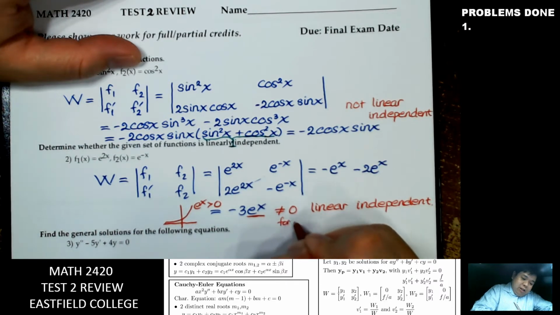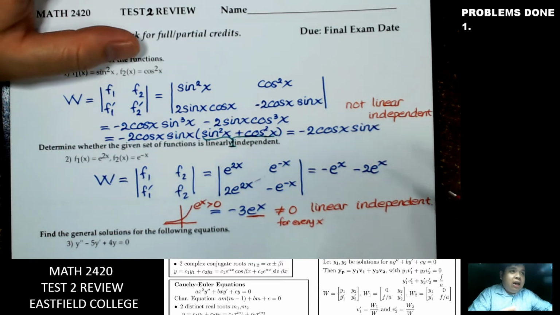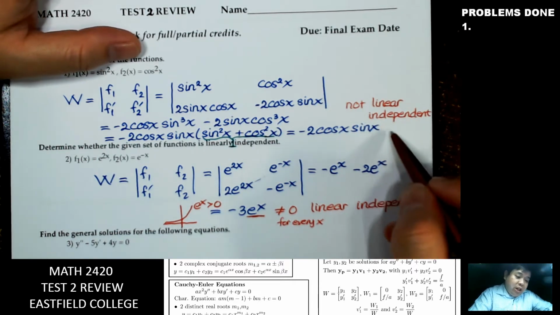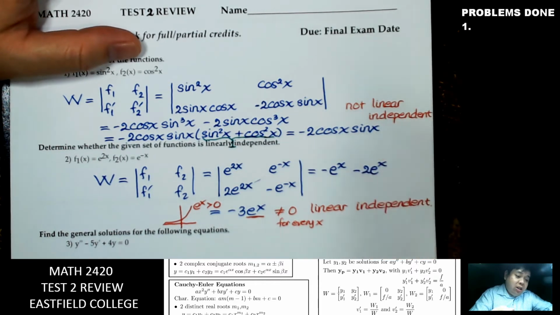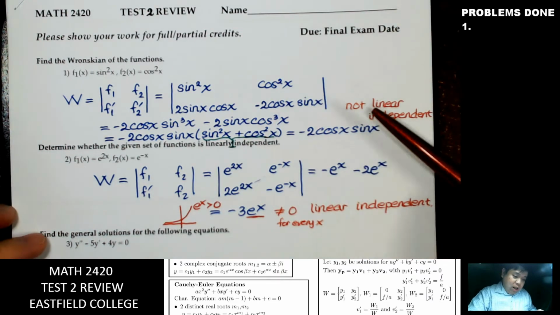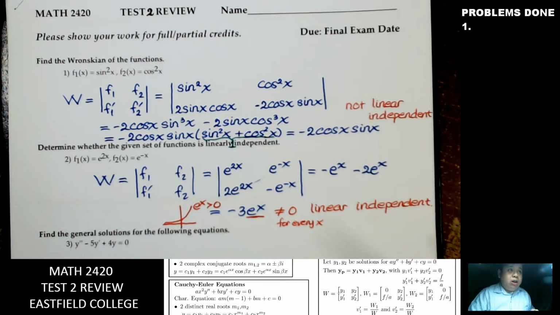For the other case, it's not equal to 0 for every x. It is potentially equal to 0 for some values of x. So they're not linearly independent. So this one is. Right.